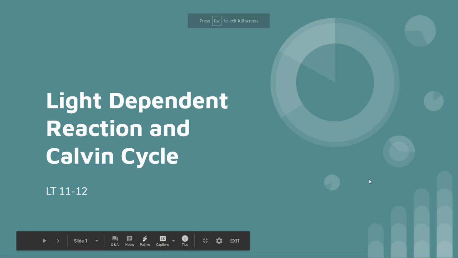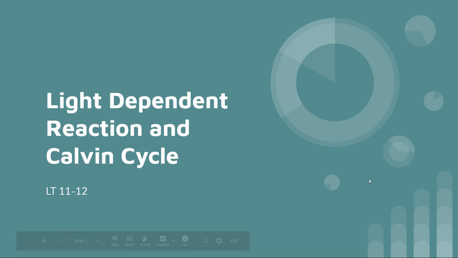All right, so we're going to move into the next learning targets of Unit 3, the second half, which is learning targets 11 through 12. So we ended learning target 10 talking about the light-dependent reaction and the light-independent reaction, or the Calvin cycle. So these two learning targets are going to dive into those with a little bit more detail. Now, this is a longer presentation with a lot more information in it.